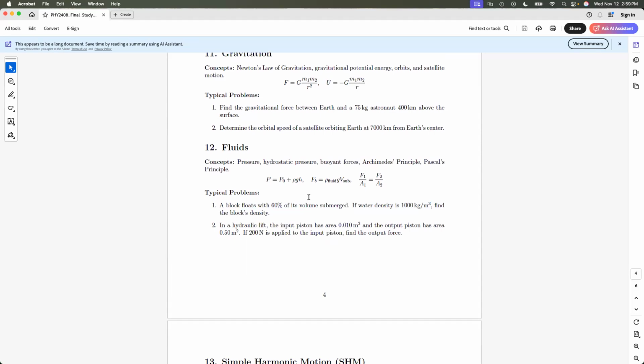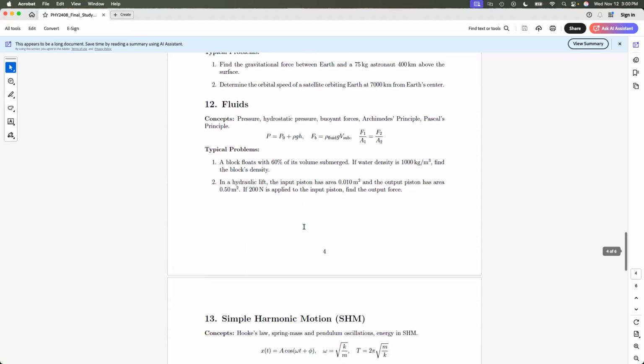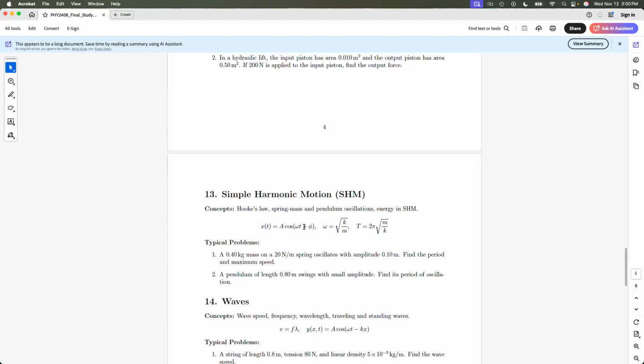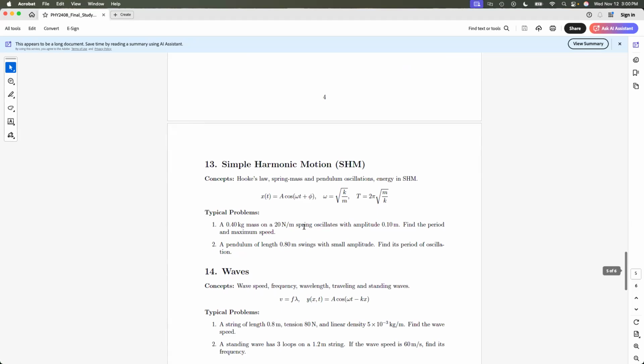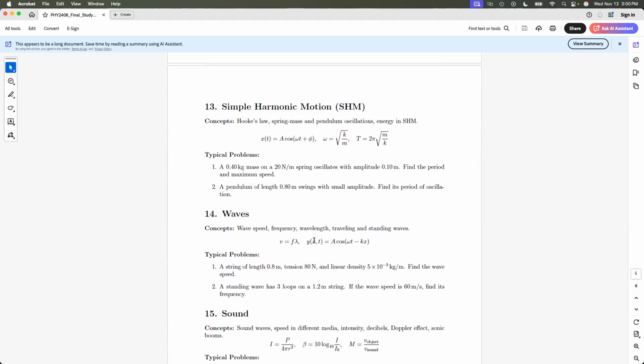Know density, understand density. Could ask a lot of conceptual questions about any of these topics, but in particular about fluids. Simple harmonic motion problems. So mass on a spring, understand how to relate potential, kinetic, and total energy in a mass on a spring kind of problem.